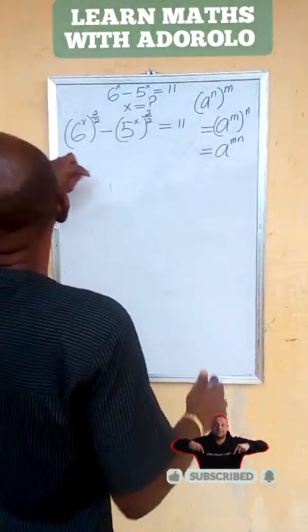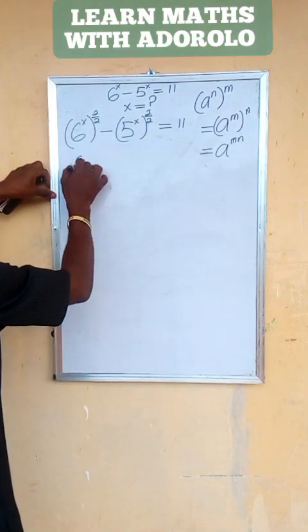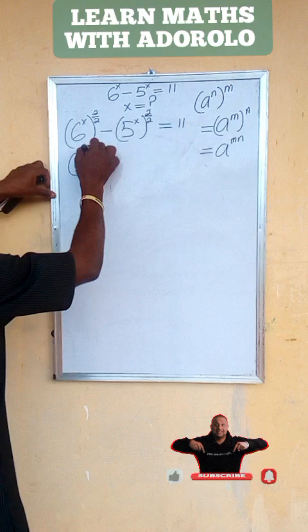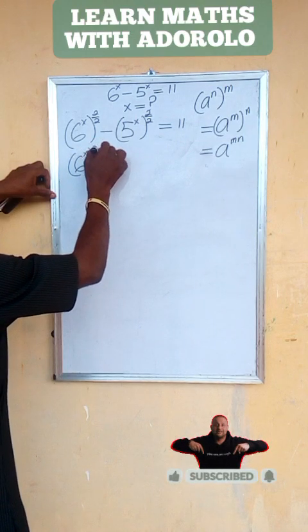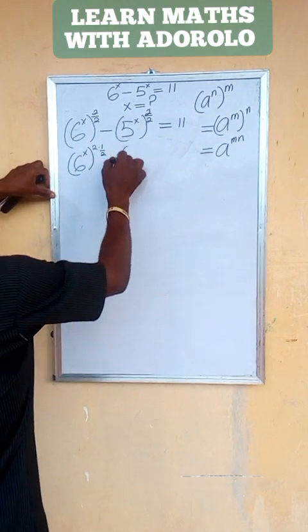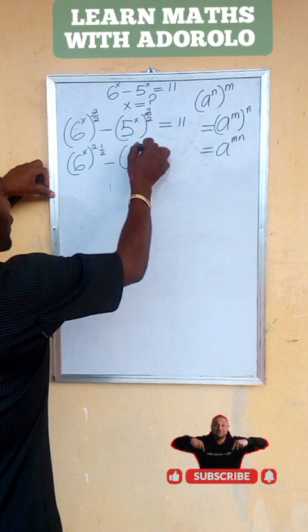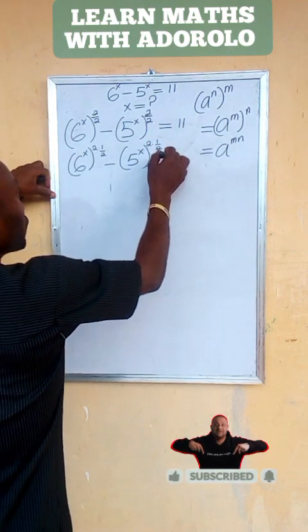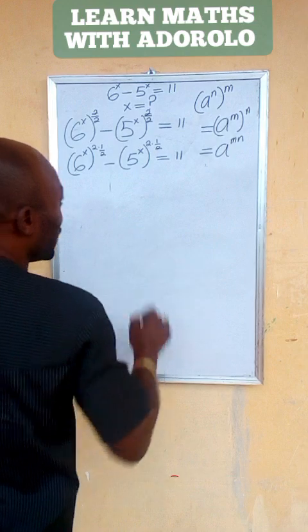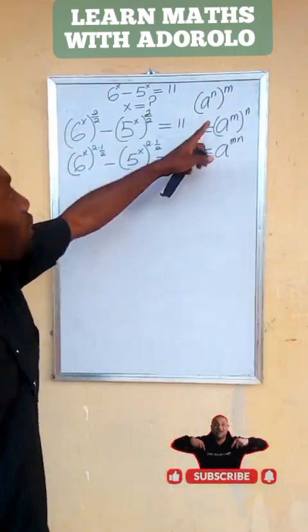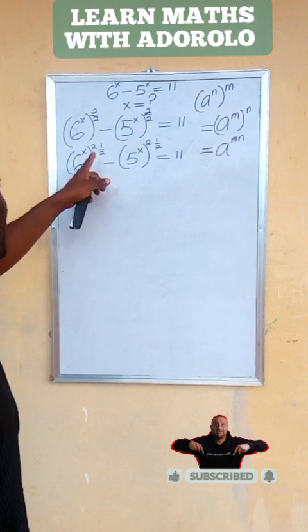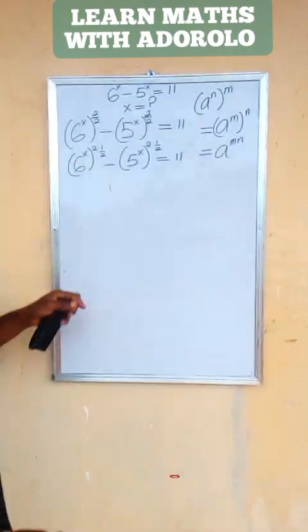So quickly in this place, we're going to write it in this format. First of all, we have the same thing as 2 multiply 1 over 2, minus 5 to the power of x. We also multiply 2 multiply 1 over 2, which is equal to 11. The next thing we're going to do, we're going to apply this law. We're going to use this 1 over 2 to multiply this x. On this side again, we use this 1 over 2 to multiply this x.